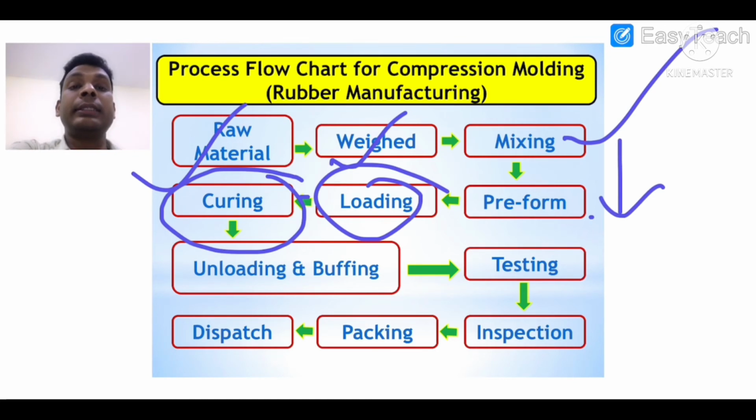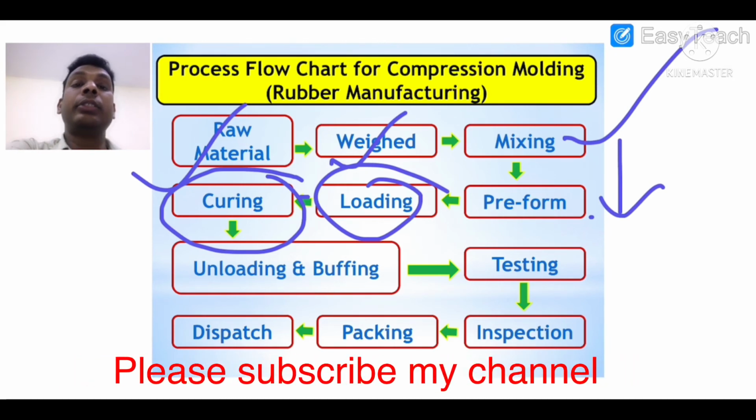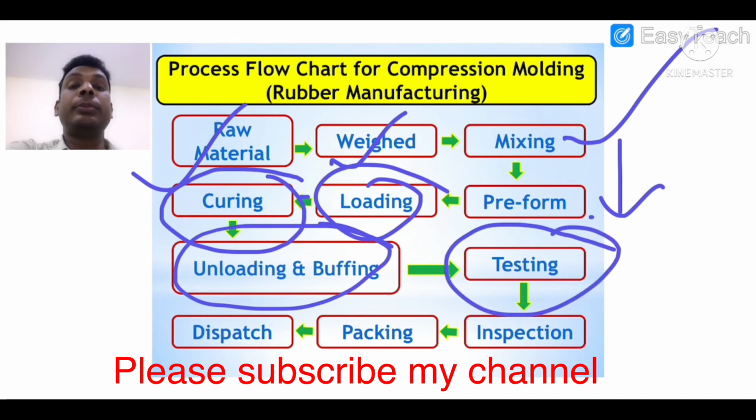The curing parameters, molding pressure and molding temperature all depend on the polymer, which type of polymer we are using. After that we unload the piece, do the buffing and do the testing. Testing is most important because it verifies whether the mechanical properties are achievable. In any manufacturing process, the IS standard says you should maintain as per standard, and all quality should be met.